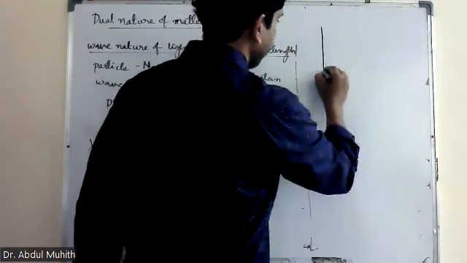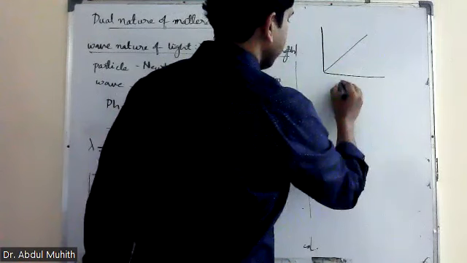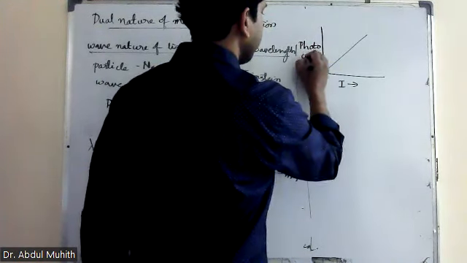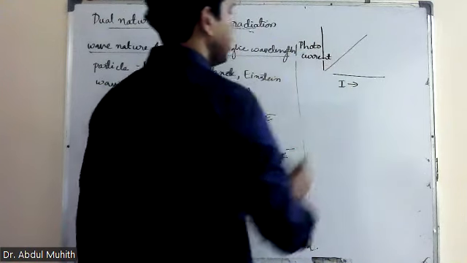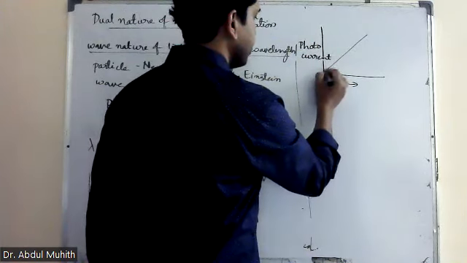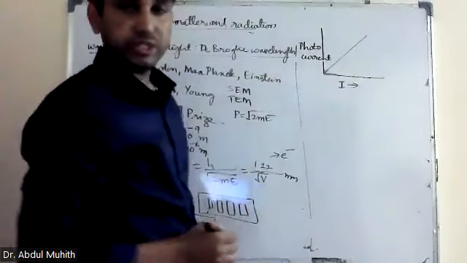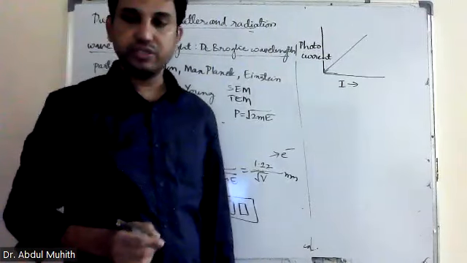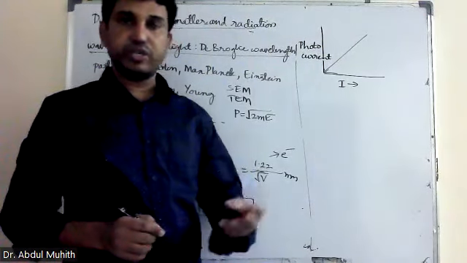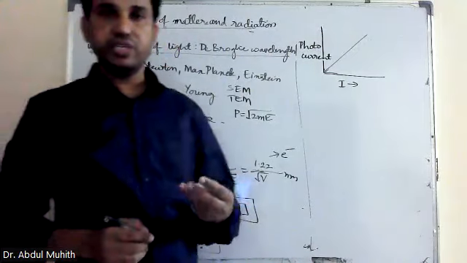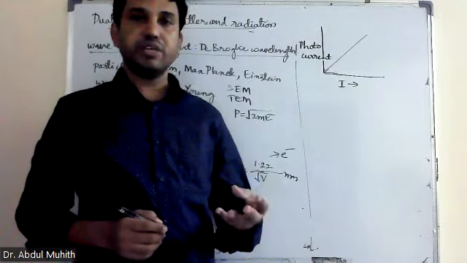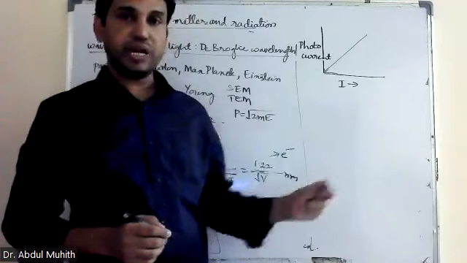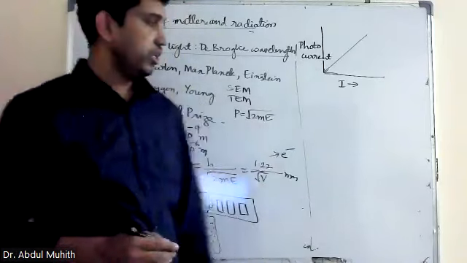See, the first graph is in this way. This is intensity of light versus photocurrent. So what happens? As the intensity of light increases, the photocurrent also increases. But the condition is, first it depends on the frequency of light. So for a particular frequency, if the electrons start coming out, then as the intensity increases, photocurrent also increases.